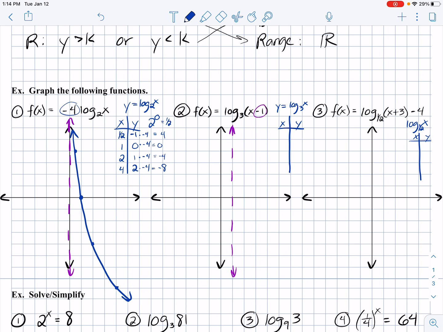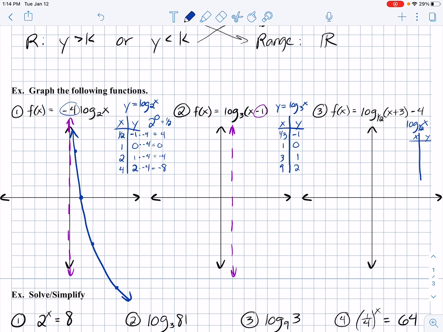All right, I would have used 1, 3, 9, and a third. A third, 3 to what power gets you a third? -1. 3 to what power gets you 1? 0. 3 to what power gets you 3? 1 and 2. So 1/3.